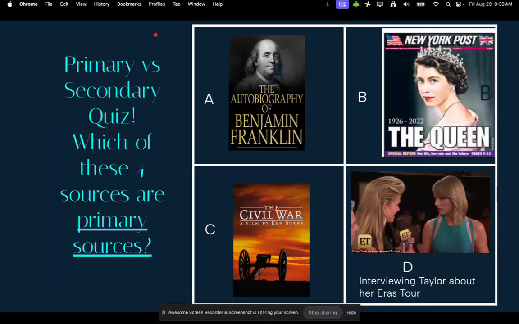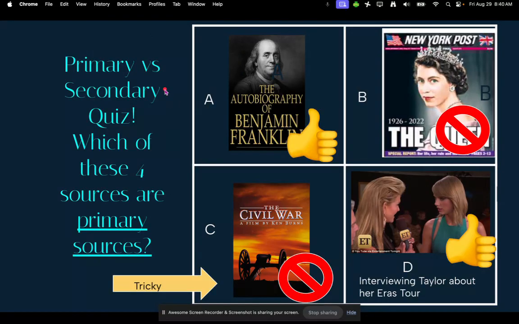All right, let's do a quick little quiz here. So, primary versus secondary quiz. Which of these four sources are primary sources? It's a little tricky. So the autobiography of Benjamin Franklin, that is a big thumbs up. It's the autobiography, meaning that Ben Franklin wrote it about himself. So that is for sure a primary source. All right, the New York Post, talking about Queen Elizabeth's death. Yeah, that's going to be a secondary source because Queen Elizabeth didn't write it herself. It was some reporter or journalist that wrote it about her.